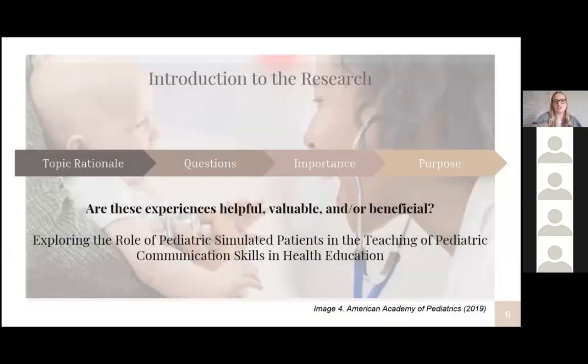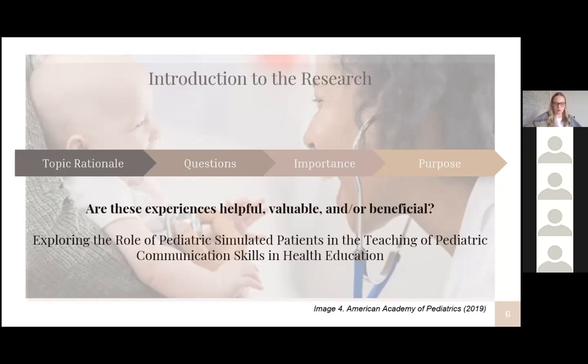So to introduce you to the research, again, the topic rationale really was stemming from my interest in understanding this program a little bit further. In my time working with pediatric programming, I had noticed that many students or learners had attended these sessions with very little previous exposure to children or pediatrics, and they often were anxious and uncomfortable.